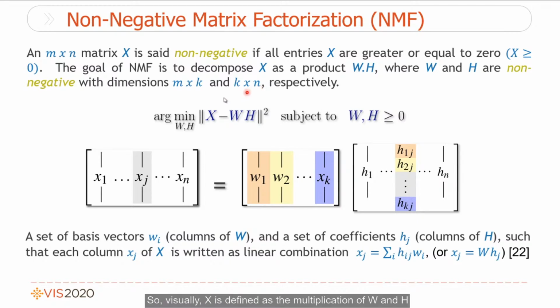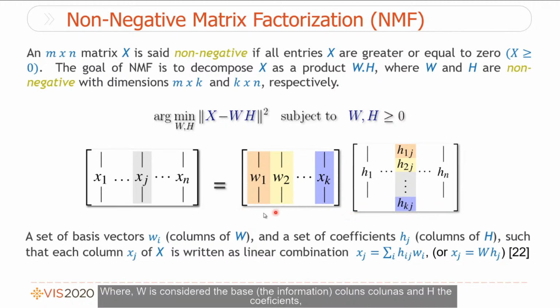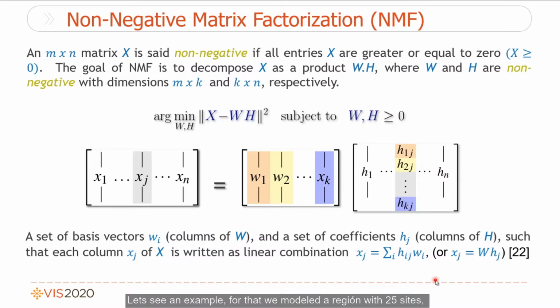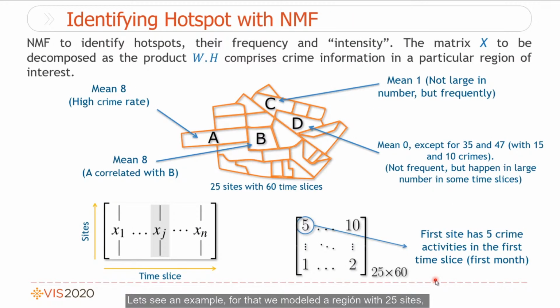Visually, X is defined as the multiplication of W and H, where W is considered the base, the information columns, and H the coefficients. Each column of X could be represented as a linear combination of columns of the other matrix. Let's see an example of a region with 25 sites. We simulated the criminality of 5 years.